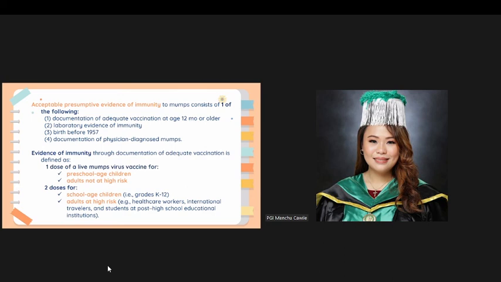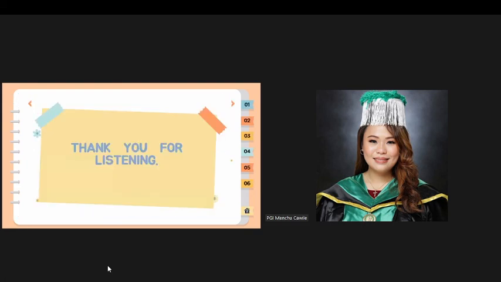Acceptable presumptive evidence of immunity to mumps consists of one of the following: documentation of adequate vaccination at age 12 months or older, laboratory evidence of immunity, birth before 1957, and documentation of physician-diagnosed mumps. Evidence of immunity through documentation of adequate vaccination is defined as one dose of a live mumps virus vaccine for preschool age children and adults not at high risk, and two doses for school age children and adults at high risk. That's all.